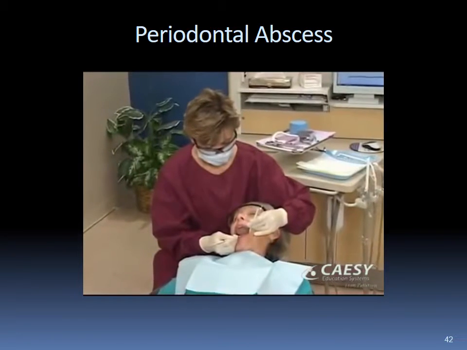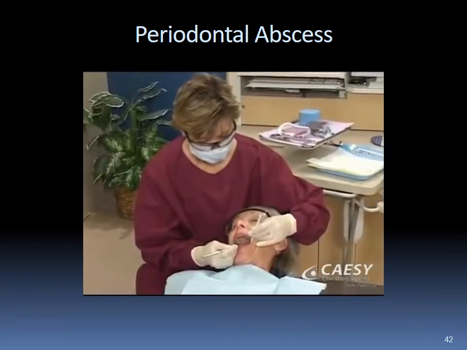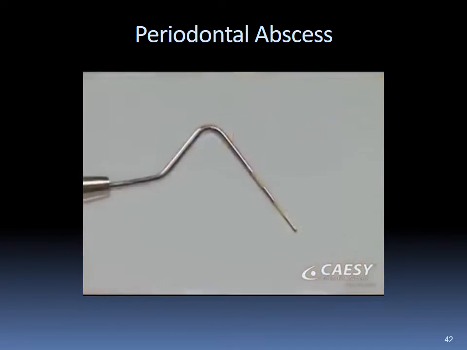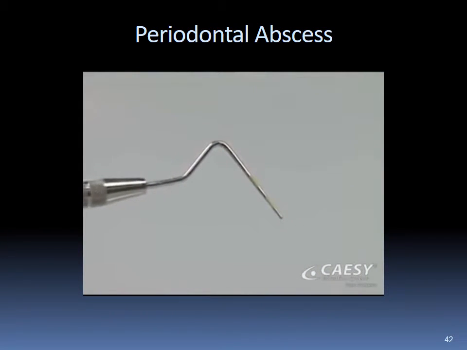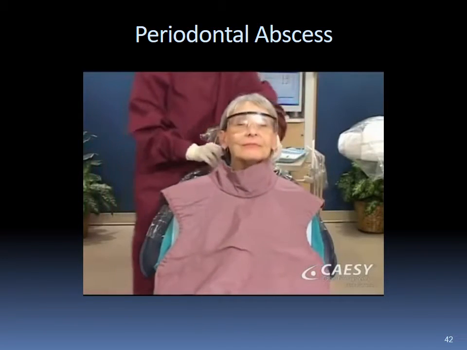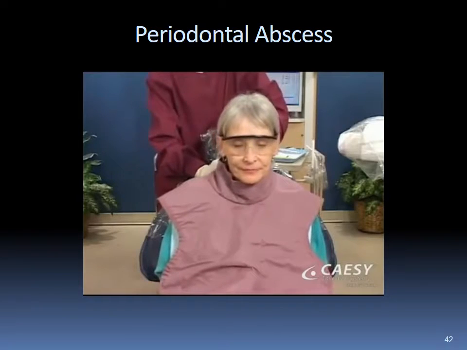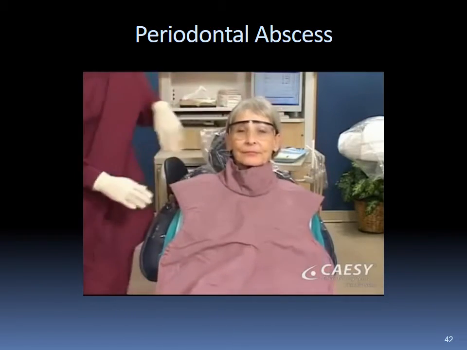If we suspect a periodontal abscess, we'll perform a thorough examination. We'll use a periodontal probe around the teeth and take x-rays to check bone levels. We'll also look for any pus or discharge.